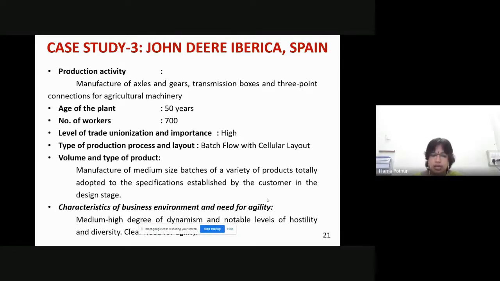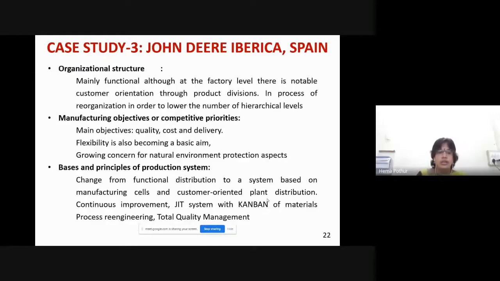The clear need of agility is required because there is no much higher improvement that is taking place in this particular industry. The organizational structure is mainly functional, although the factory level is notable as customer oriented, but it is a functional industry, and it has an organizational structure with a lower number of hierarchical levels. Just like a pyramid, all the industries are acting in a functional area. That structure we need to break, and we need to get it back to the agile practice.